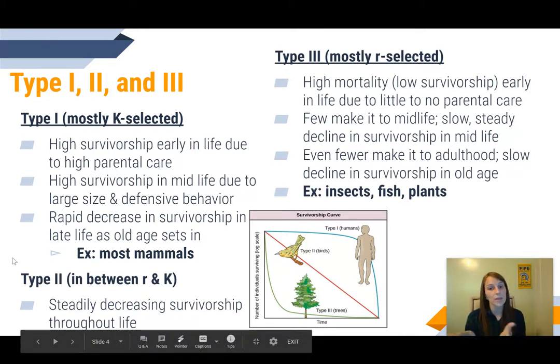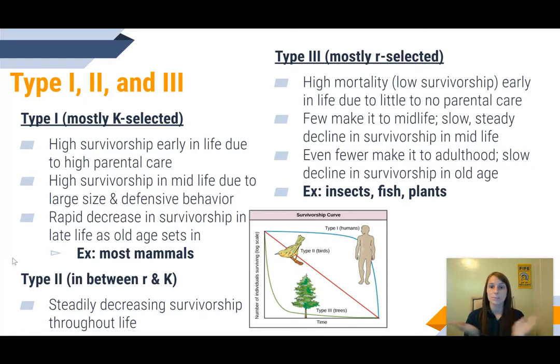Remember that we talked about K and R species being on a spectrum, so kind of in the middle. And this might be things like birds, or you could think of rabbits. This is because they have some parental care, but it's not going to be as intense as many mammals like humans.